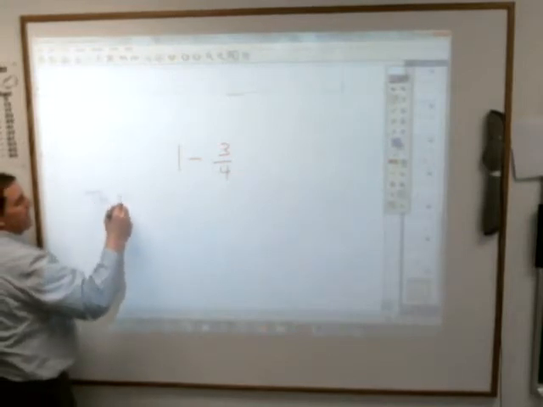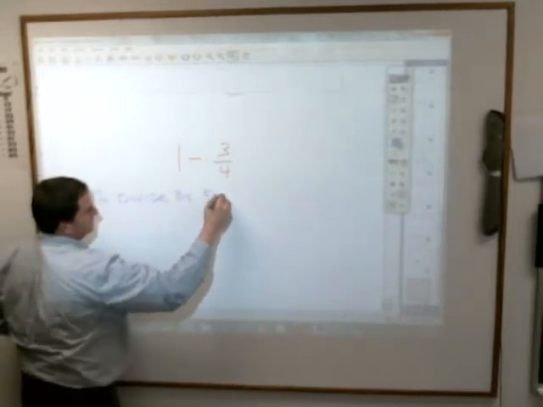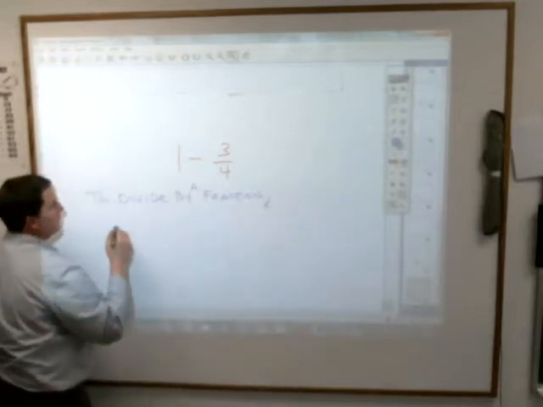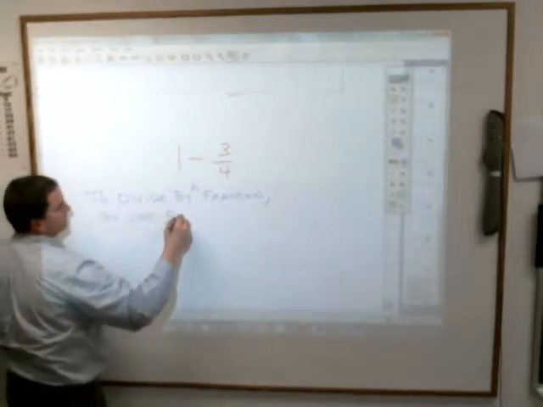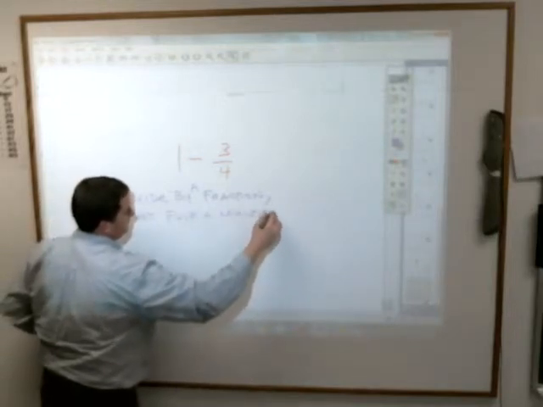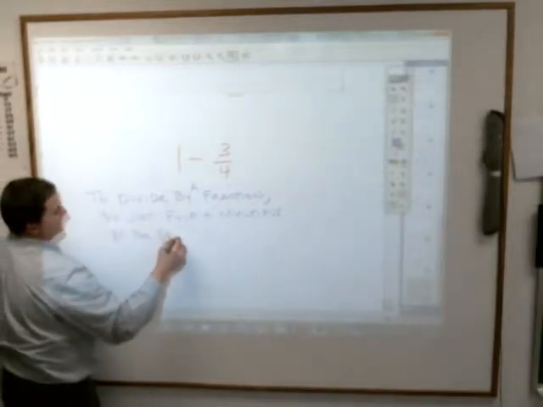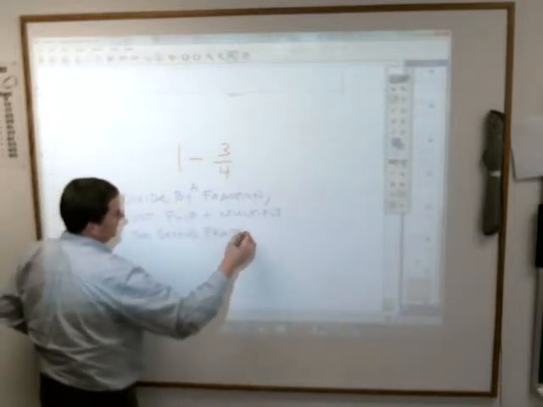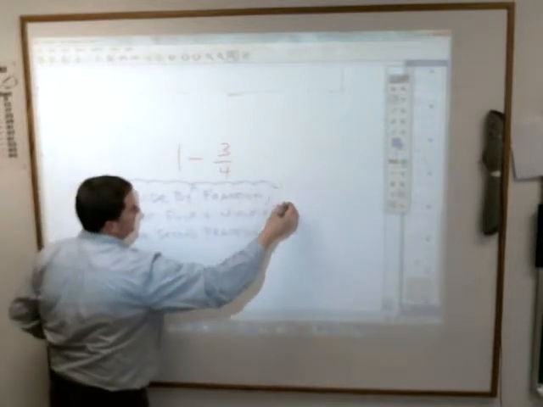To divide by fractions, or divide by a fraction, comma, you just flip and multiply by the second fraction, or whatever it is. I'll show you what this is, and you'll be, wow, that's a lot easier than drawing pictures.